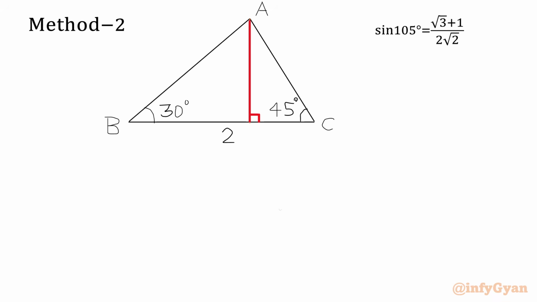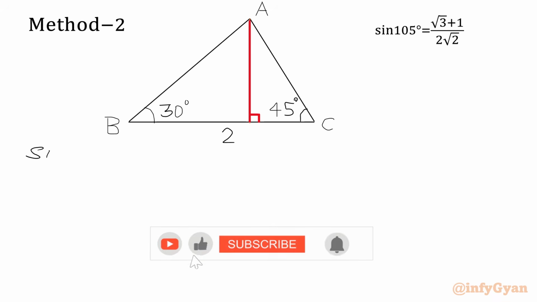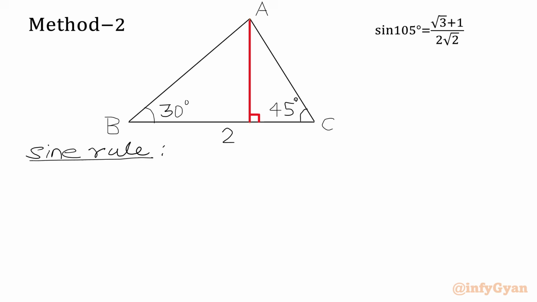Now we'll apply the sine rule. So if I write here the sine rule, this angle is 105. The opposite side of angle A is small a, which is given as 2 units. The opposite side of angle B will be b, which we are going to find. The opposite side of angle C is small c, which we have to find.